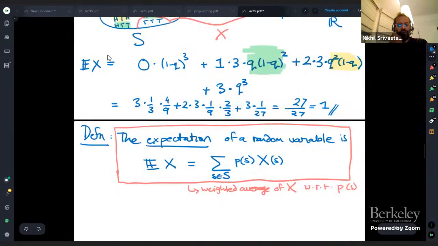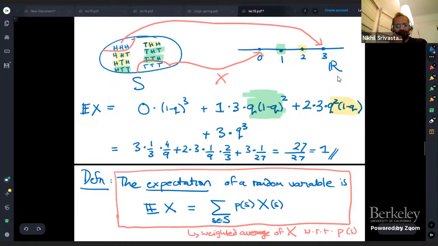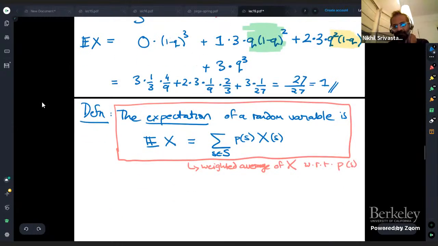Okay, now, why did I do this example? Well, the definition of expectation is this, but in practice, there's an equivalent definition.